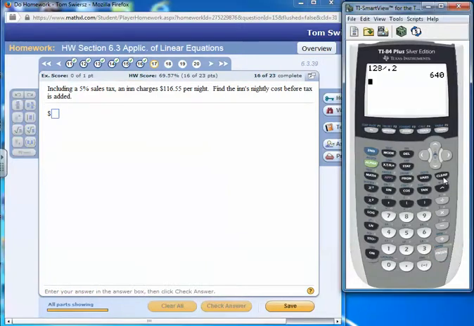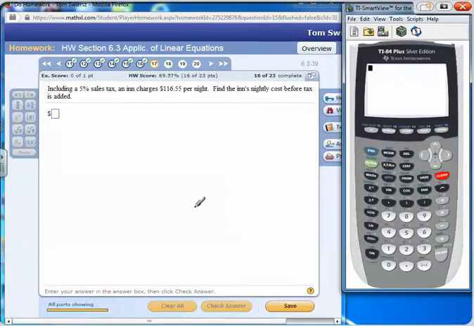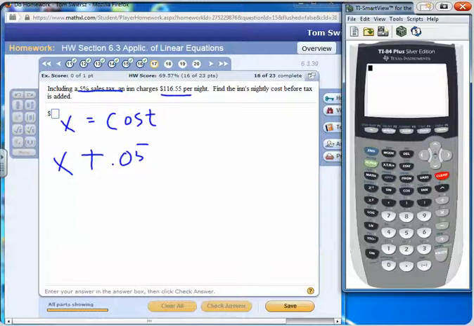Let's look at exercise number 17. Including a 5% sales tax, an inn charges $116.55 per night. Find the inn's nightly cost before tax. So X is the cost without tax, the nightly cost. Now notice, the $116.55 includes a 5% sales tax. So it's the cost of the room, and you're adding on an extra 5% of whatever the room cost, X, is equal to $116.55, okay?